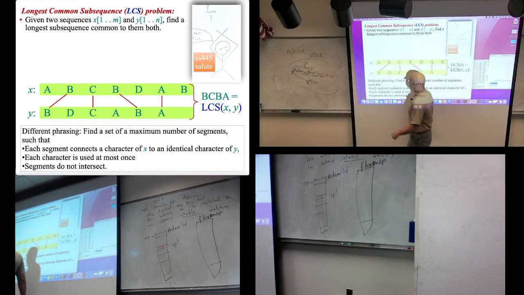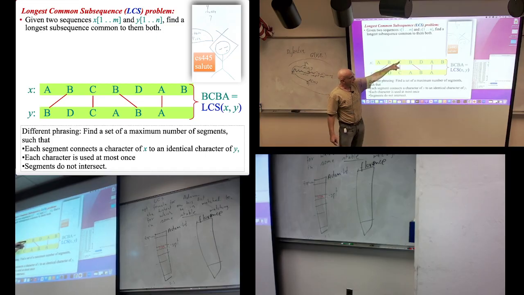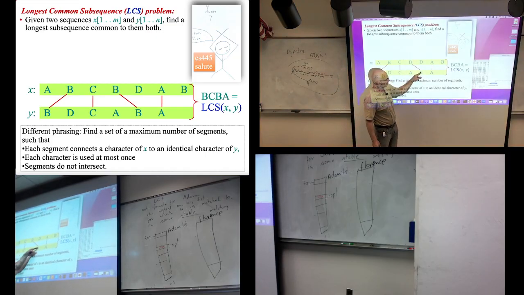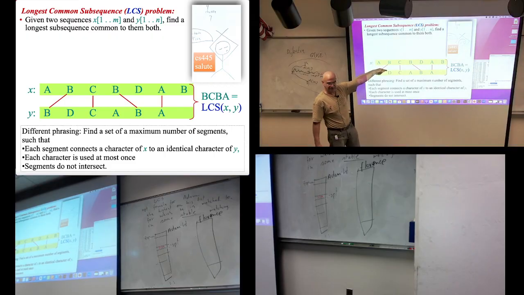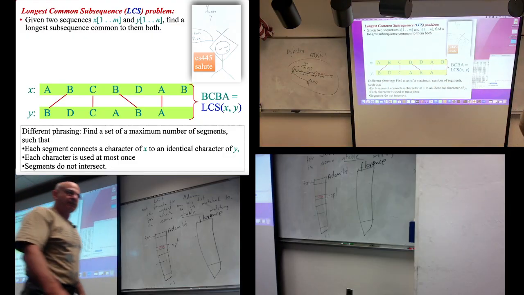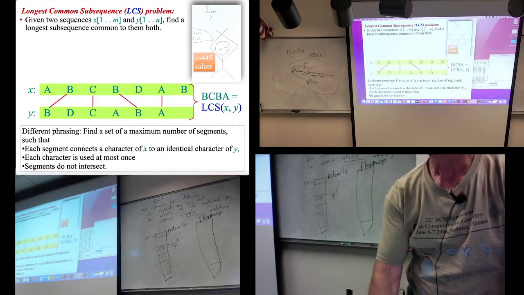On the other hand, if you match this B to this B, it doesn't contradict matching this C to C, these two B's to each other, and these two A's to each other. So the length of the LCS here is 4, which is arguably the longest that I can find with this input. Okay?